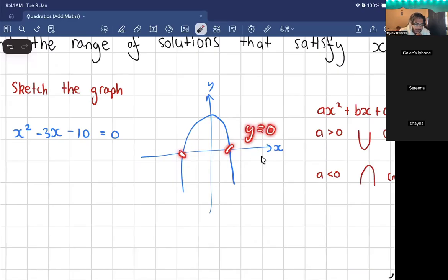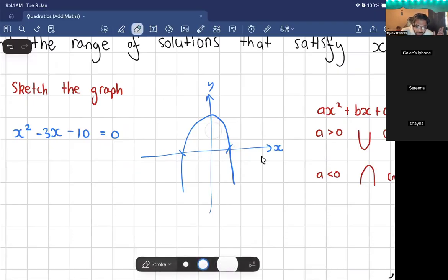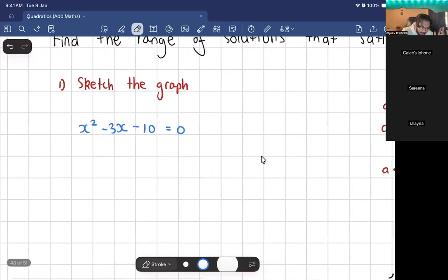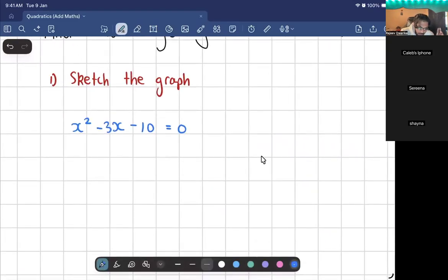Yes, sir. So Sheena, if this was a function f of x, we know f of x is the same thing as y, right? I could replace y with 0. That is why anytime you're finding the roots, you put everything equal to 0, because at the roots, the y value or the function is equal to 0. So Caleb, that's your roots. The roots are just simply the x-intercepts.